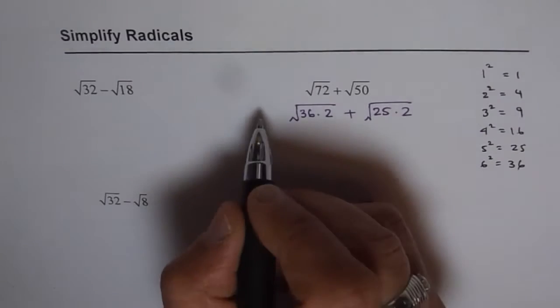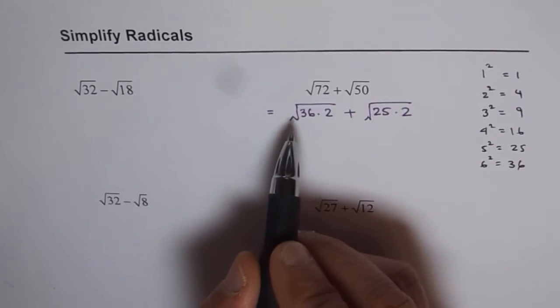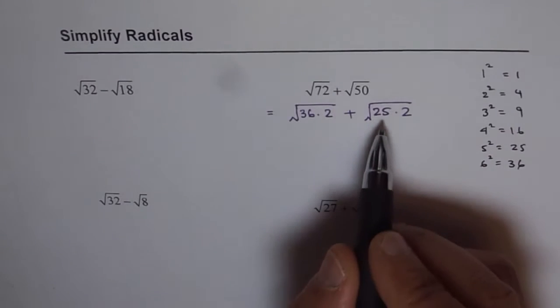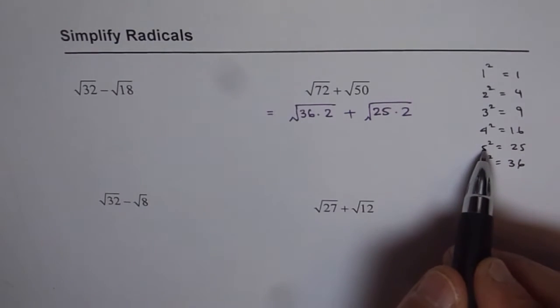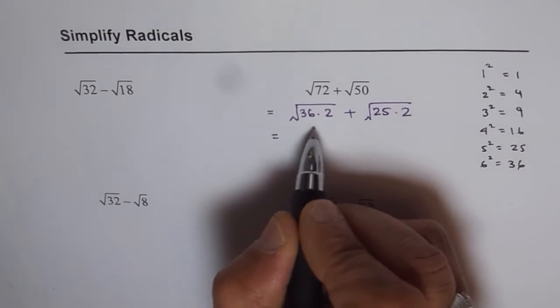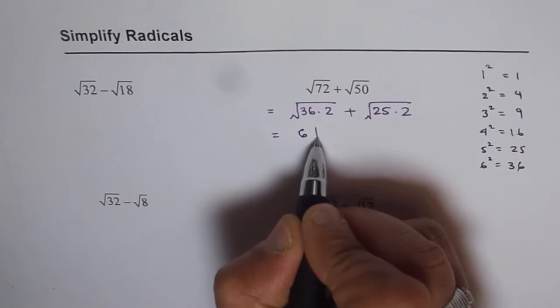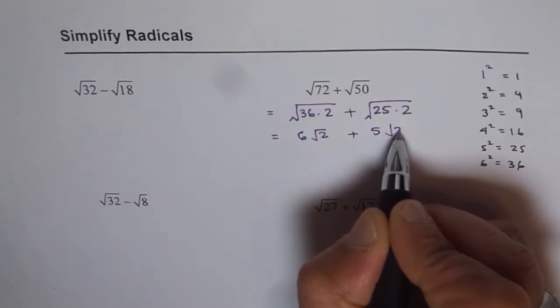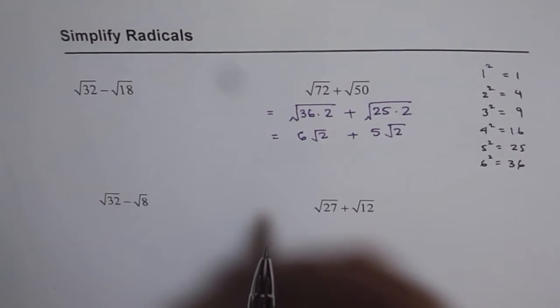Now once you get to this step, we know square root of 36 is 6, right? And square root of 25 is 5. And therefore, we can simplify them further and write these radicals as 6 square root 2 plus 5 square root 2. I hope you understand this step.